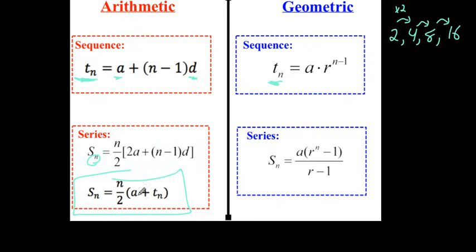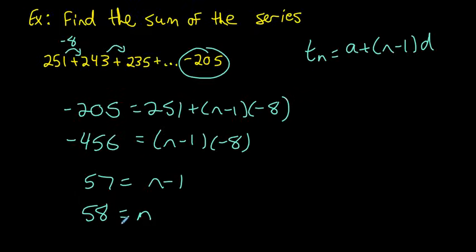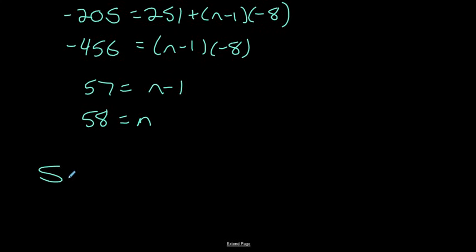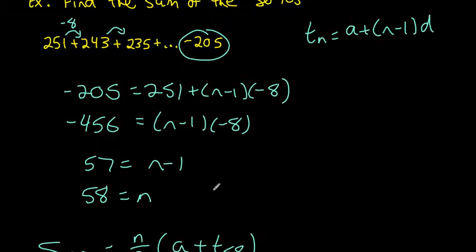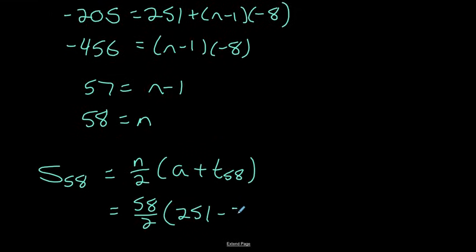This formula is going to be easier since we know the value of term 58. So if we want the sum of 58 terms, if we know term 58, this formula is a little bit easier to use. So the sum of 58 terms is equal to n over 2 times a plus term 58. And let's plug in everything we know. So n's 58, so 58 over 2. Our first term is 251 plus term 58, which we know is -205. So minus 205.